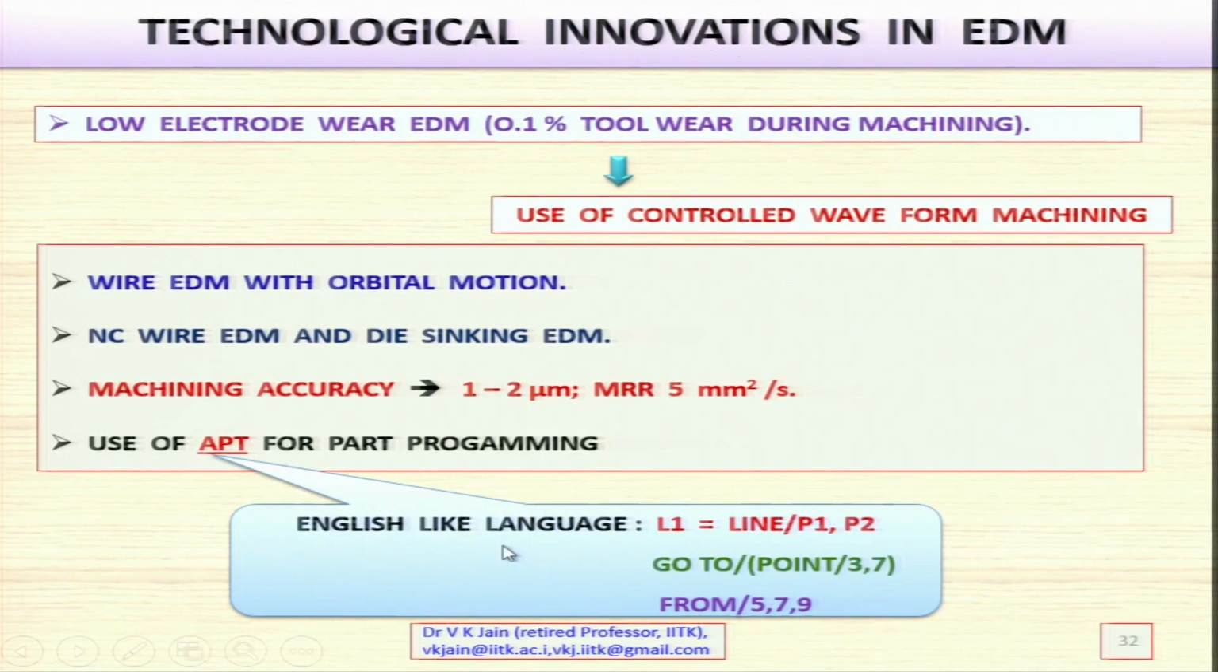English-like language can be used in APT, like L1 is equal to line, point B1 P2, go to point 37, etc. And this is very simple, but this is very useful for NC part programming, where you are using APT language. And once you have the good part program, you can get good quality products machined by this process.